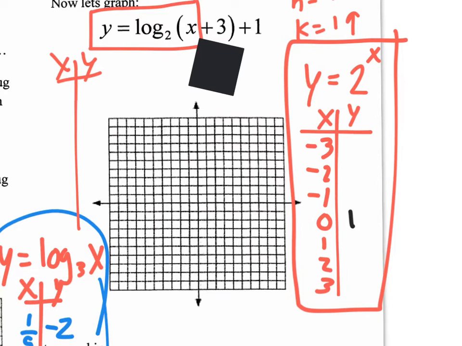Okay, now at that point, I could just modify the output 1. How am I going to modify this output 1? By looking at the base. I know it's a growth. How is it growing? It's growing by 2. So the next one's going to be what? 2. The next one? 4. The next one? 8.